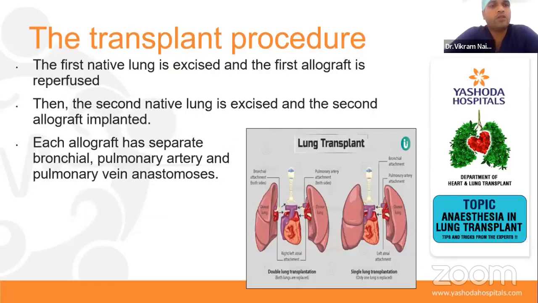In the transplant procedure, first the native lung, the right lung preferably, is excised and the first allograft is reperfused. Then the second native lung is excised and the second lung is implanted. For each allograft, there are three anastomoses, which include a bronchial, pulmonary artery and pulmonary vein anastomosis. So accordingly it is done.